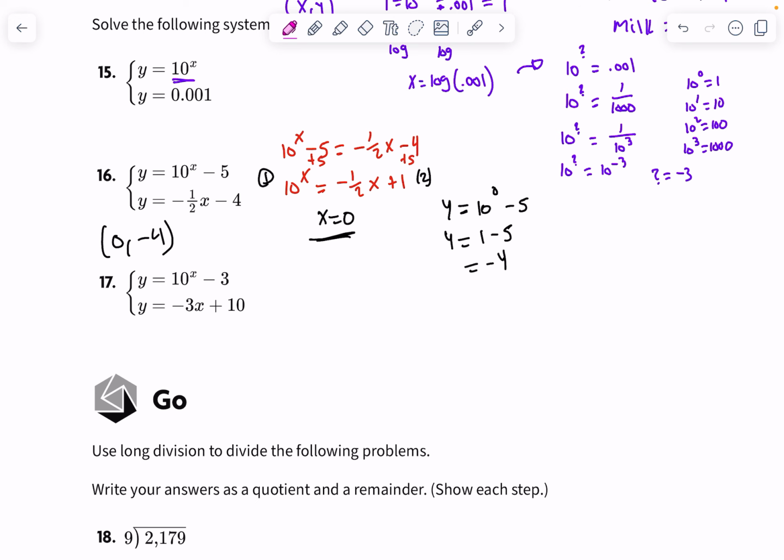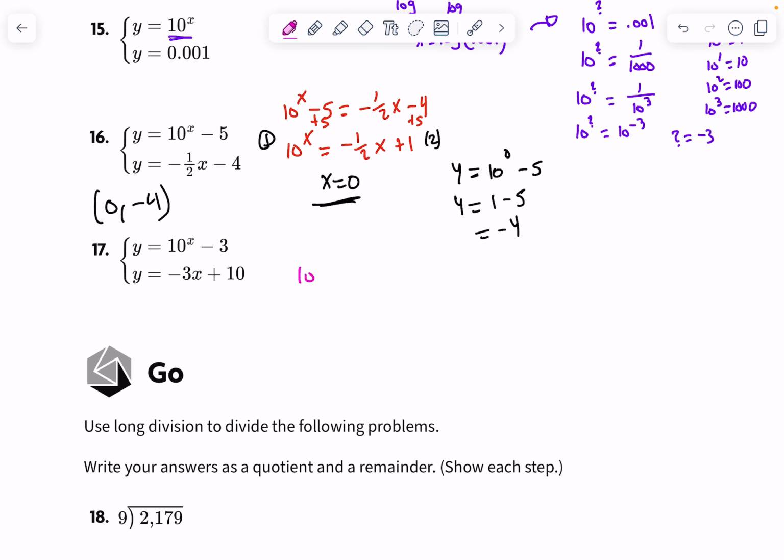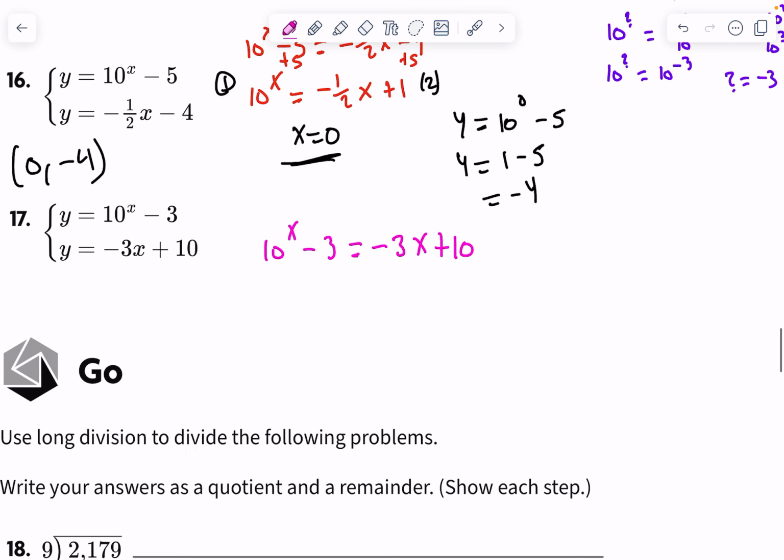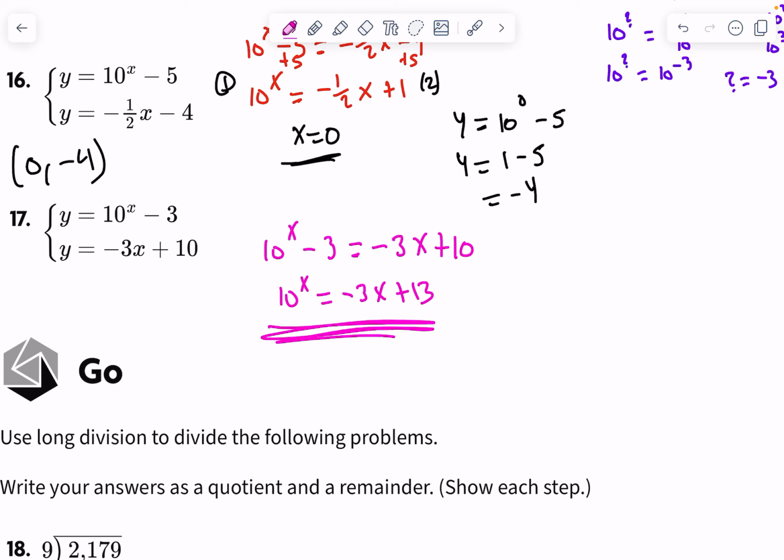17, same concept. So I'm going to set them equal to each other. 10 to the x minus 3 is equal to negative 3x plus 10. I'm going to add 3. So 10 to the x is equal to negative 3x plus 13. Now I can just graph this, right?